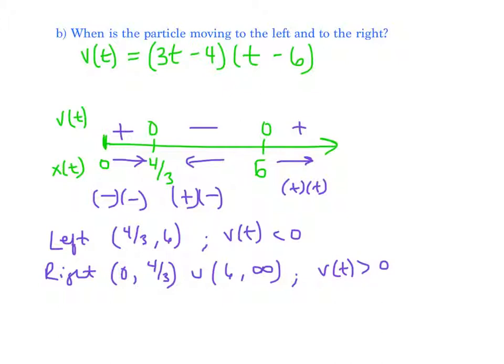All right, and then I went through and I plugged in a 1 because 1 is between 0 and 4/3, and I got a negative times a negative, which is a positive. Again, I'm plugging it into the velocity function. Then I plugged in a number between 4/3 and 6, and it was a positive times a negative, so negative. And then I plugged in a number bigger than 6, and I got two positives, so it was positive. Okay, so then I was able to fill in my arrows. Whenever the velocity is greater than 0, I know my particle is moving to the right. Whenever my velocity is less than 0, I know my particle is moving to the left.